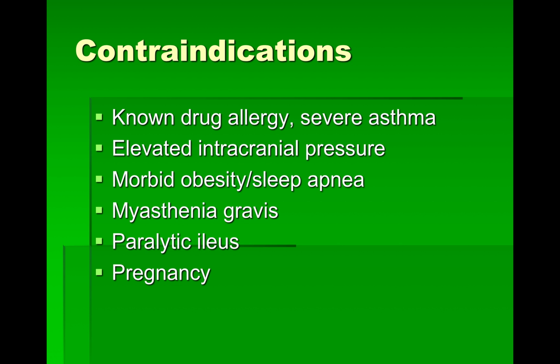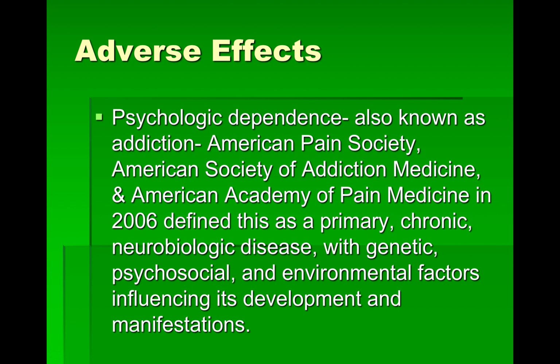Myasthenia gravis, that's a paralyzing disease of the muscles, and so we don't want to give credence to stopping their lung function. A paralytic ileus, that's like a paralyzed colon where it's not working. Well, we don't want to slow down the peristalsis anymore. And then pregnancy, of course, we don't want to use it for pregnancy. We don't want to sedate the baby. We need to use another group of drugs.